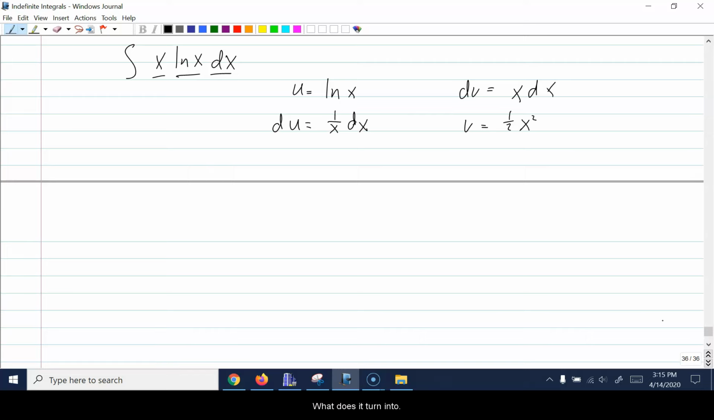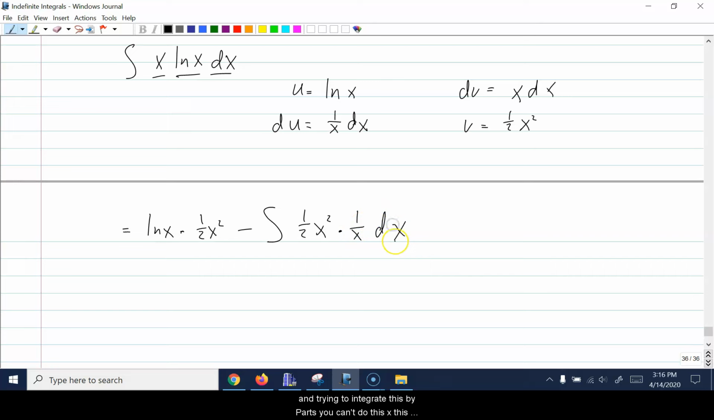Cool. What does this turn into? The integral of u dv becomes uv, ln x times 1/2 x squared, minus the integral of v du, half x squared times 1 over x dx. A lot of people now go crazy and try and integrate this by parts. You can't do this times this. That's not how the product rule works. You can't take the derivative of the one times the derivative of the other. So it doesn't work that way for integrals either. There's a whole product rule and it's gross.